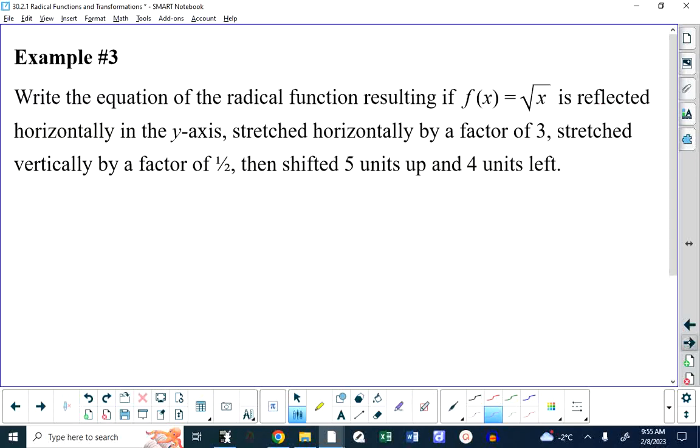All right, one last example. This is a fairly quick one. Write the equation of the radical function resulting if we take y equals root x and we reflect it horizontally in the y-axis. We stretch it horizontally by a factor of 3. We also stretch it vertically by a factor of 1/2, and then we do a couple of shifts. Do me a favor, please. This time using the words describing what's happening, write out the values of a, b, h, and k.